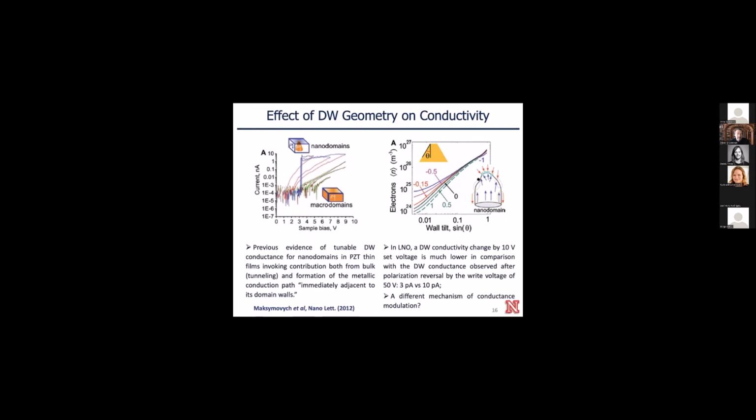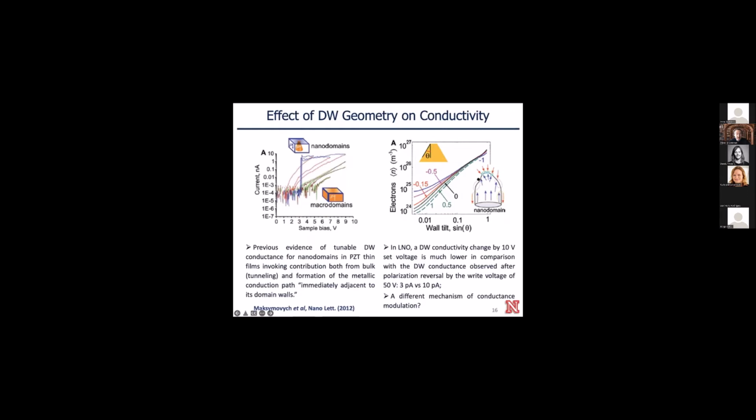Assuming that there is a direct tunneling effect, they used relatively thin films, as well as the formation of a metallic conduction path immediately adjacent to the domain walls, like they show here. With respect to our results, I think we can exclude the tunneling effect because of the thickness of our films of approximately 500 nanometers. But the second effect can certainly play a role.